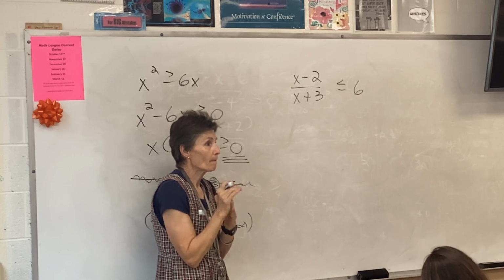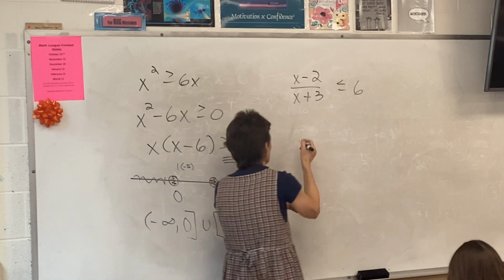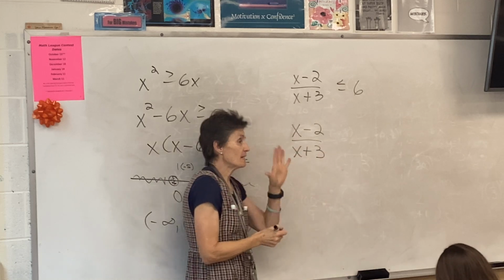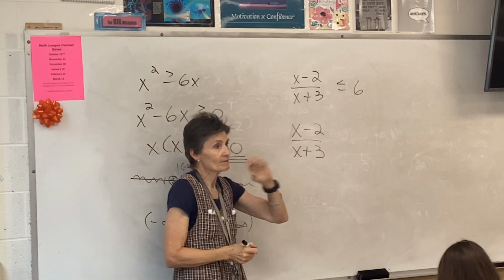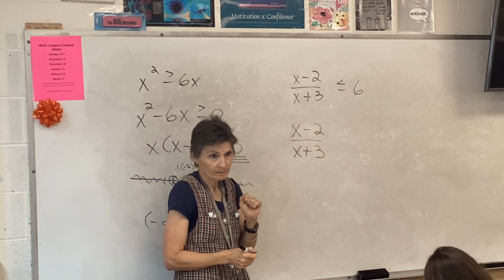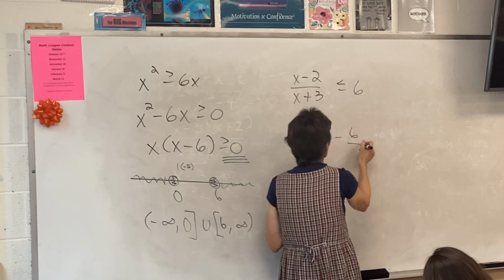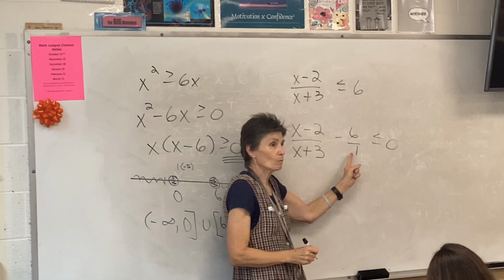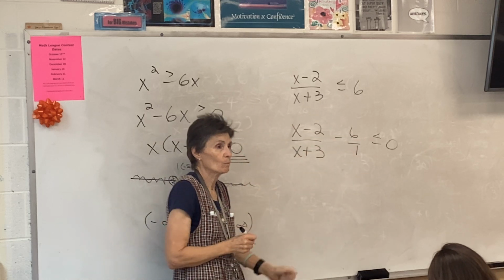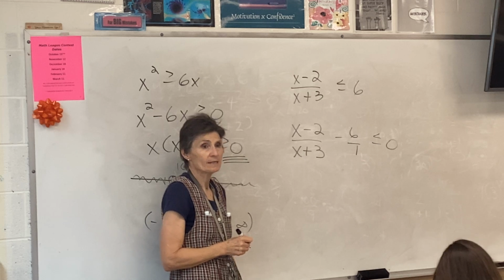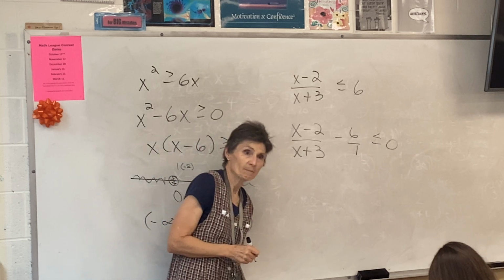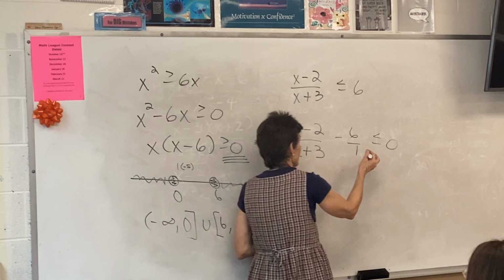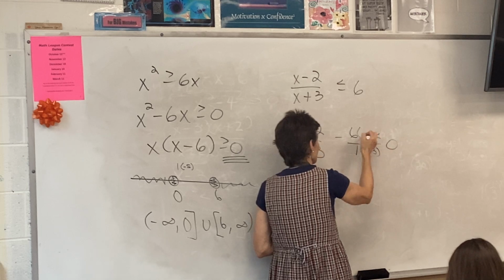Step 1, Kate. Subtract 6. Gotta get the 6 on the other side, because, just said it a couple minutes ago, if an inequality is involved, I gotta have a 0, and I gotta have a number line. So I'm gonna get my 0. I like to put that 6 over 1, because that's what it is. And now I can see I need to get a common denominator. So I am going to multiply this line by x plus 3.